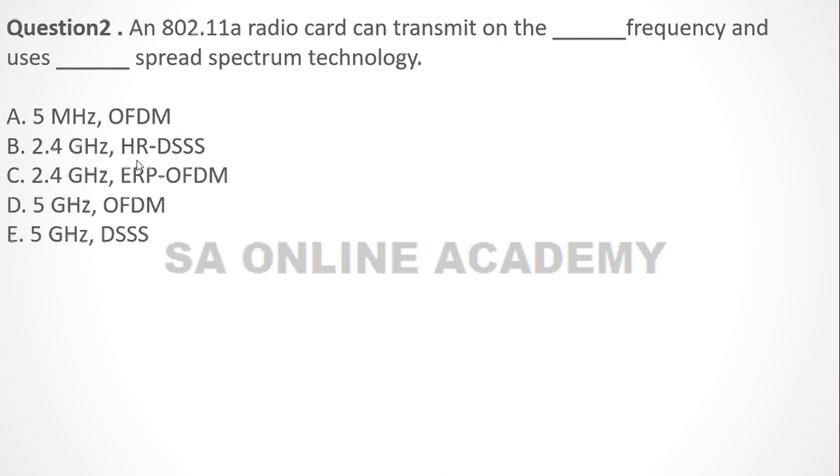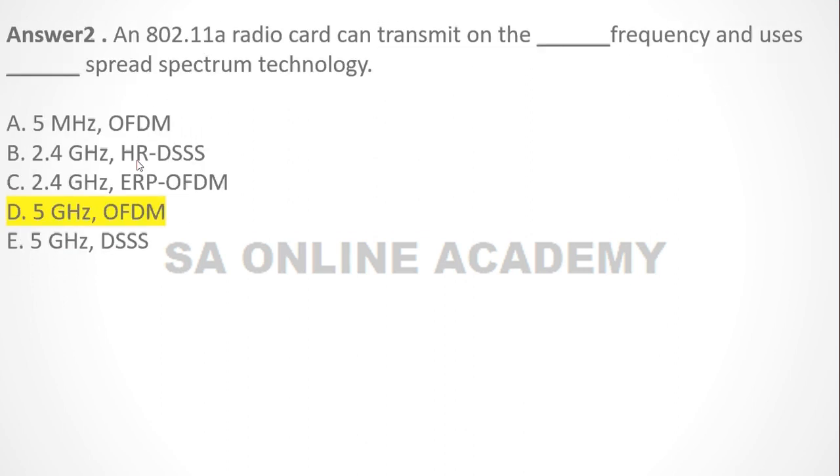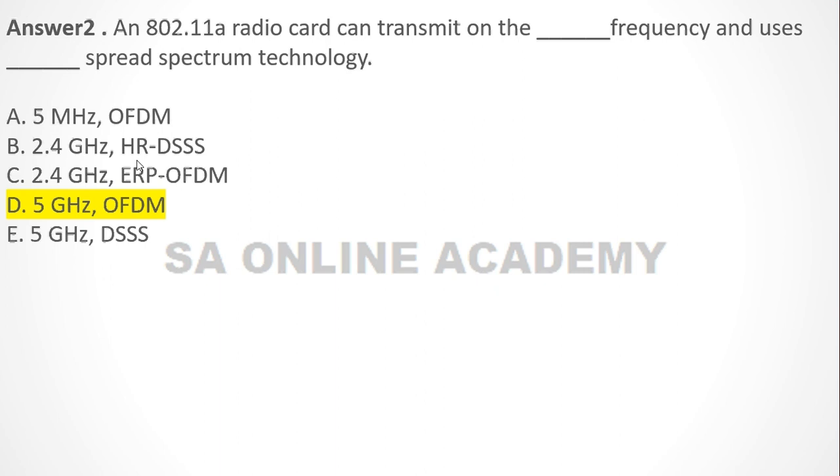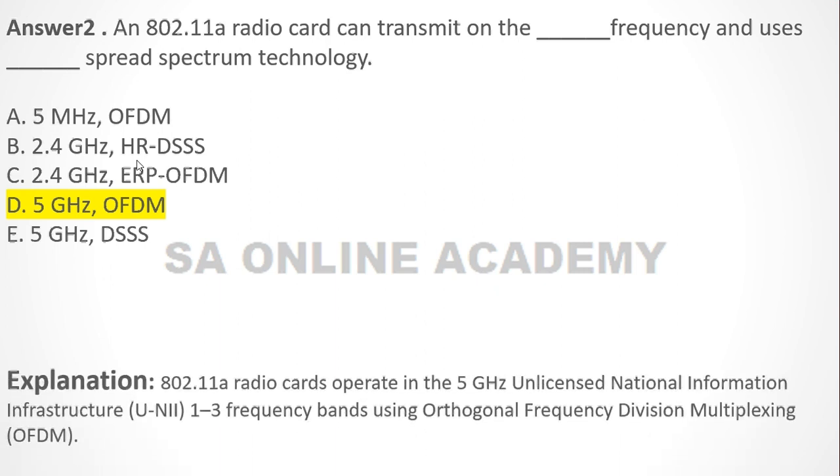Okay. Next question: an 802.11a radio card can transmit on the dash frequency and uses dash spread spectrum technology. Options are 5 MHz OFDM, 2.4 GHz HR-DSSS, 2.4 GHz ERP-OFDM, 5 GHz OFDM, and 5 GHz DSSS. The correct answer is option D, 5 GHz and OFDM. So we know that 802.11a radio cards operate in the 5 GHz UNII bands, UNII-1, 2, and 3, and use OFDM as the spread spectrum technology.